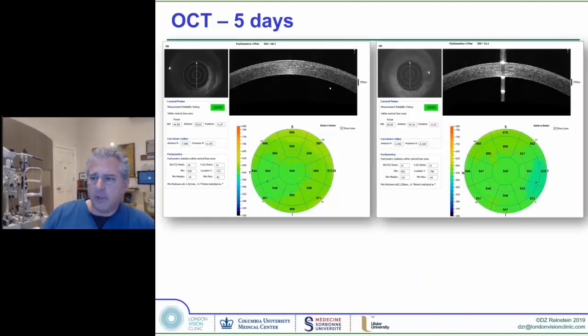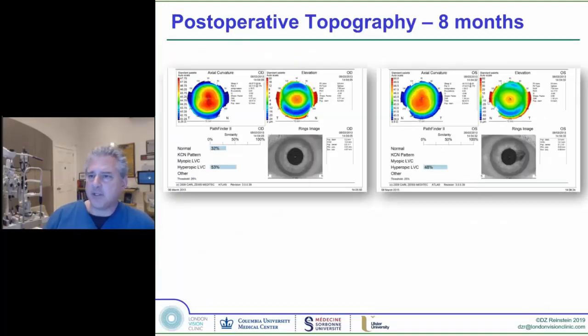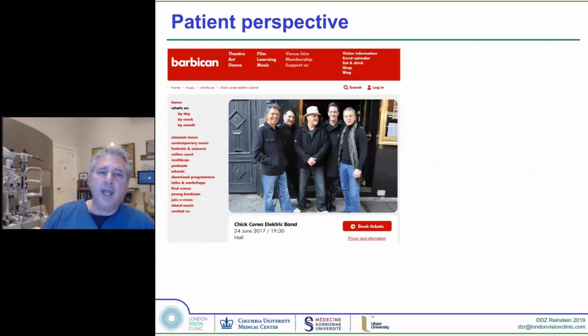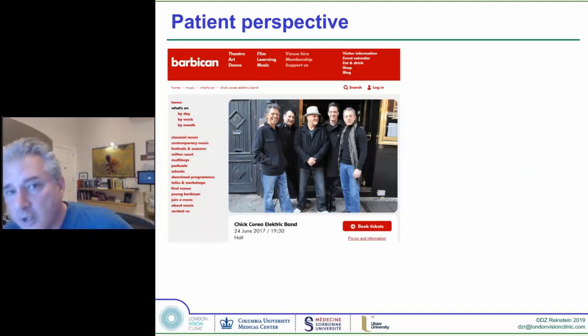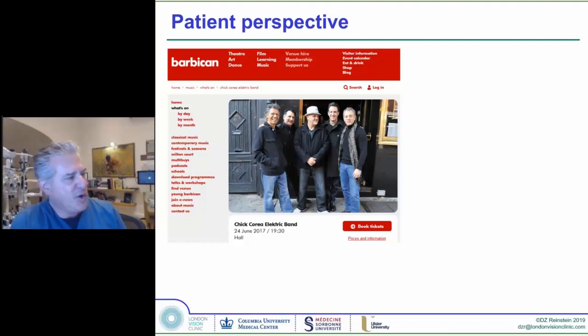His corneas look great. You can see the beautiful Visumax flaps here, and his topographies looked fantastic. So this is a huge amount of perfectly centered spherical aberration on his visual axis, and this patient was Chick Corea. And any of you out there who are jazz fans will know that if you operated on Chick Corea, you basically operated on Jesus Christ. If you're like in the Catholic Church, I mean, I basically did surgery on God.